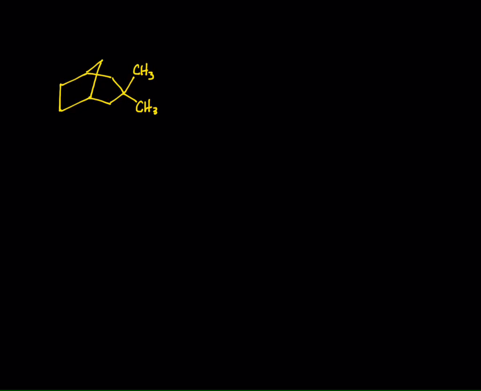I start out figuring out what my base name is. So I count all the carbons that are in that bridge compound, excluding the substituents. And so I see I have 8 carbons, so the base is going to be octane. Now I have to count the number of carbons in all of the bridges. There are 3 bridges here.